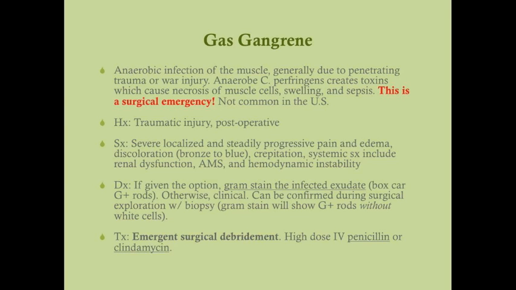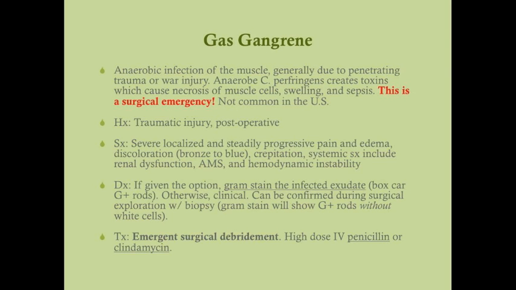So the anaerobe Clostridium perfringens creates toxins, and those toxins cause necrosis of muscle cells, and that necrosis is going to lead to swelling and ultimately sepsis. And this is a surgical emergency. So patients who have symptoms suggestive of gas gangrene will usually have a history of traumatic injury. They could also be post-operative. So that would be an iatrogenic cause of gas gangrene. That would be a bad thing if you're looking at keeping your practice.